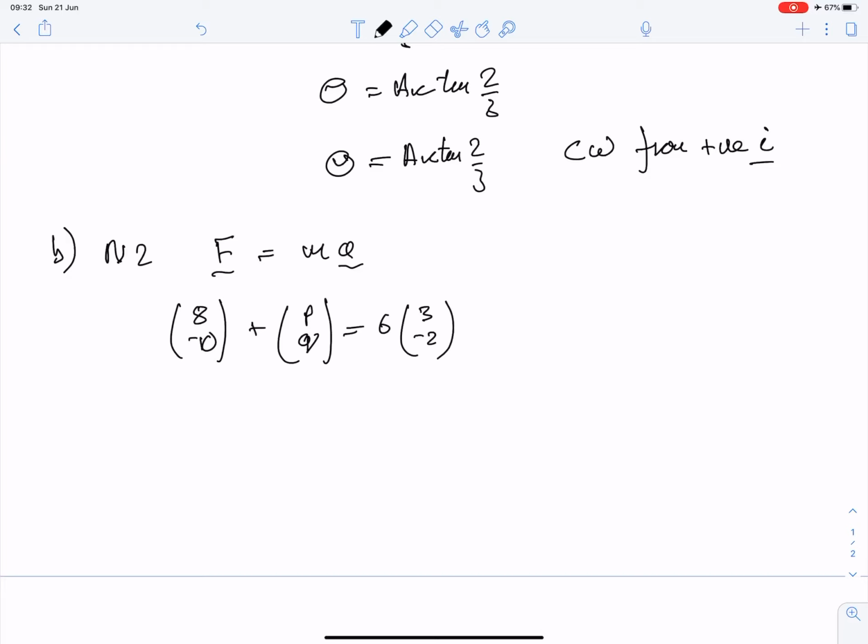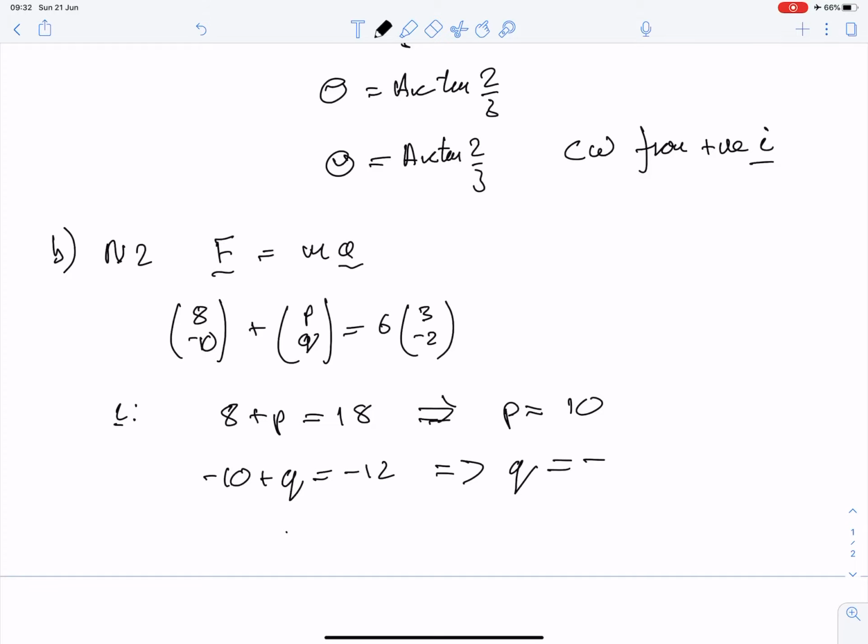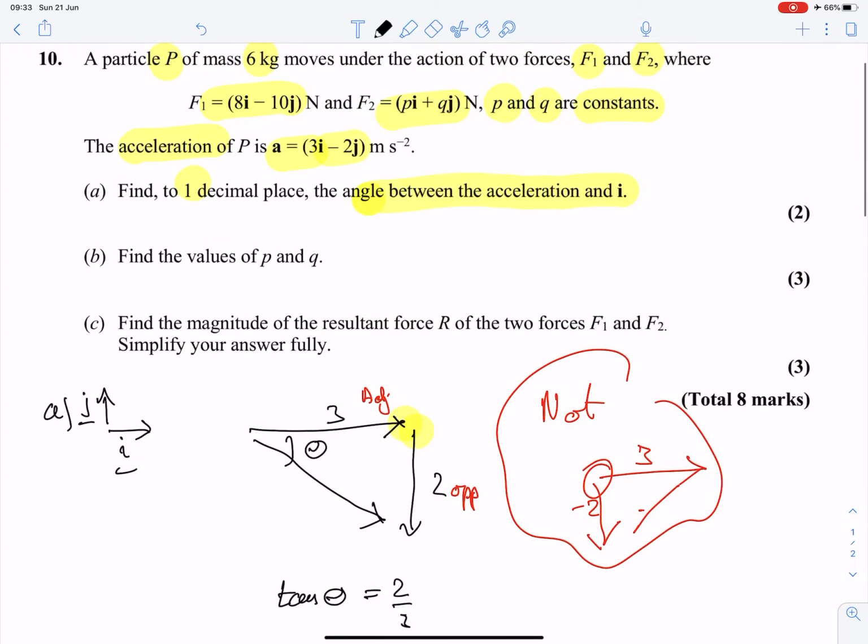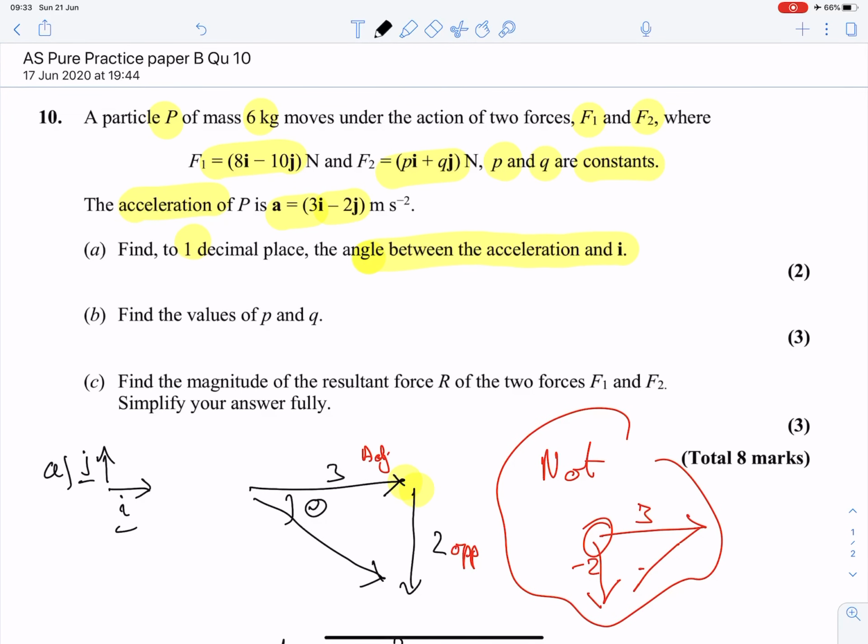Okay, expand it. So if we take the i components, we get 8 plus P is equal to 18. That implies P equals 10. Minus 10 plus Q equals negative 12. So that implies Q equals negative 2, adding the 10 across. So we've found P and Q.